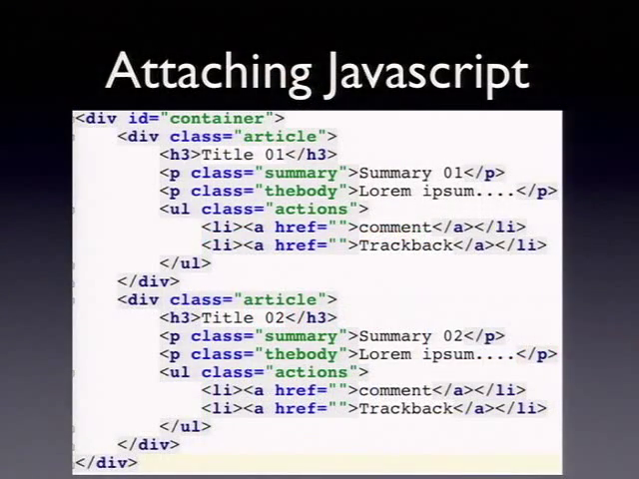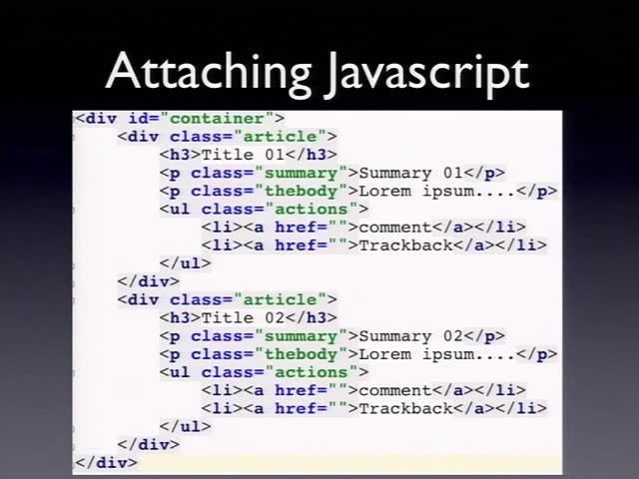This would represent the output of an RSS feed reader. So you've got a container element, and you've got a div with class equals article. So you've got 2 articles, and then you've got an h3 element with a title, a p tag with class equals summary, which is the summary of the article, and then another p tag, which is the entire body of the article, which would be quite large. And then a bulleted list of UL LI, which is the possible actions you could take. Like maybe you're going to leave a comment, or maybe you're going to do a trackback.